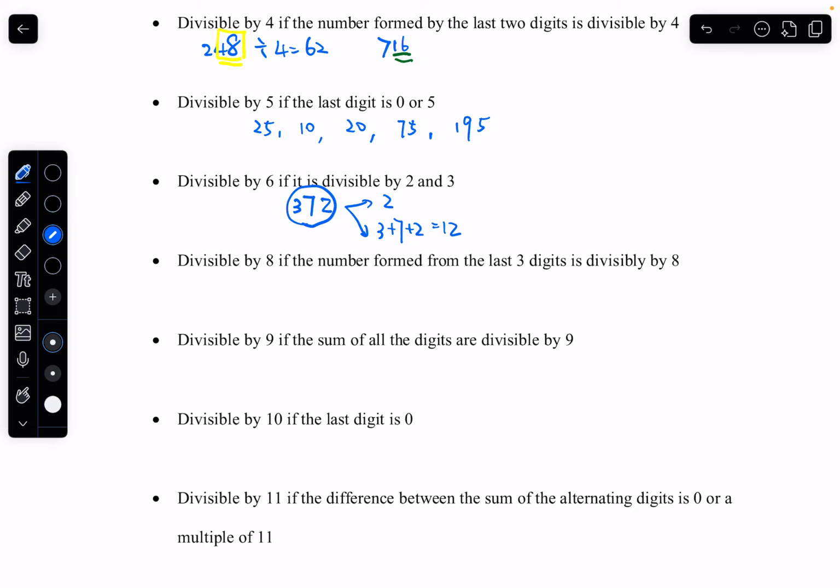One more example, 18. See, the last digit 8 can be divisible by 2. And 1 plus 8 is 9. So 9 can be divisible by 3.